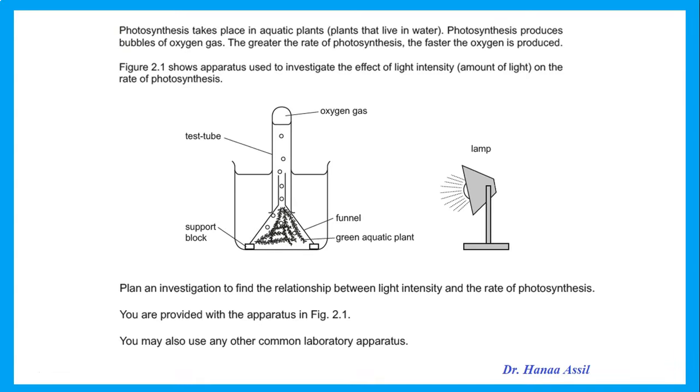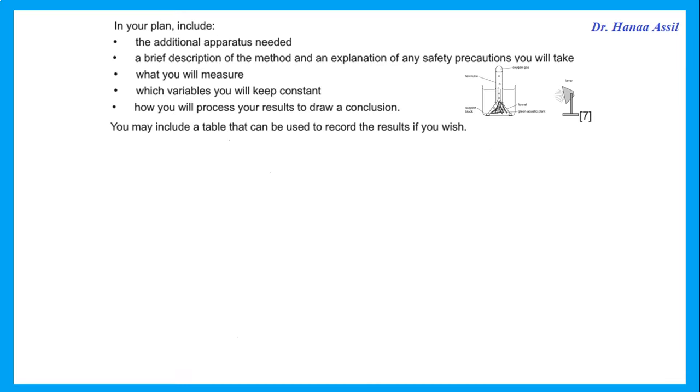Okay, another experiment. Photosynthesis takes place in aquatic plants that live in water. Photosynthesis produces bubbles of oxygen gas. The greater the rate of photosynthesis, the faster the oxygen is produced. This figure shows apparatus used to investigate the effect of light intensity on the rate of photosynthesis. Plan an investigation to find the relationship between light intensity and the rate of photosynthesis. You are provided with the apparatus, and you may also use any other common laboratory apparatus.